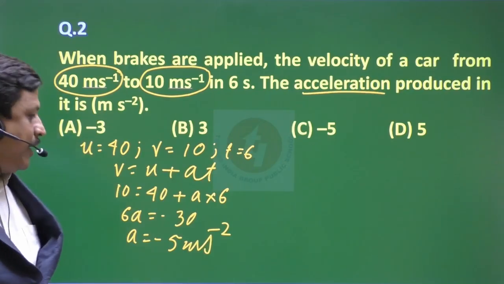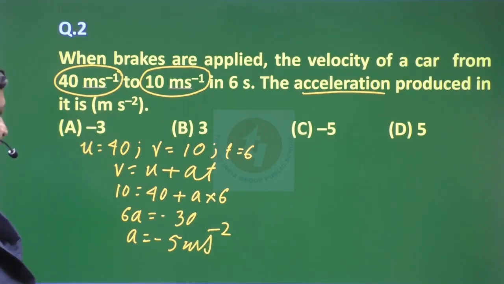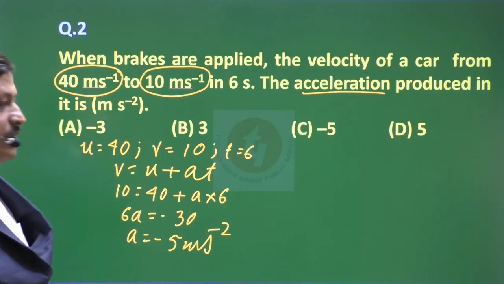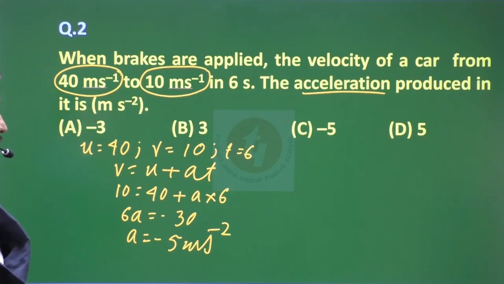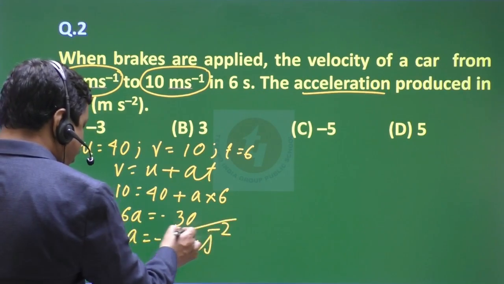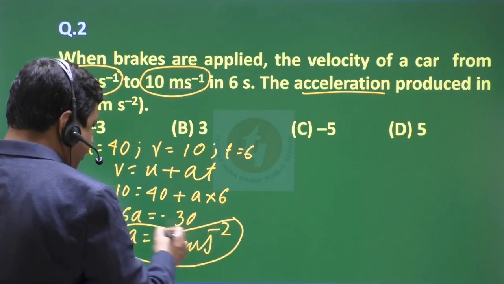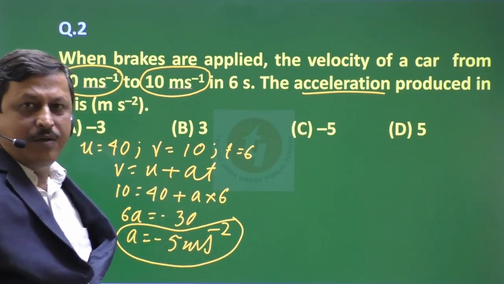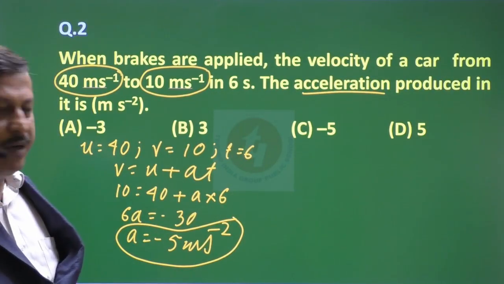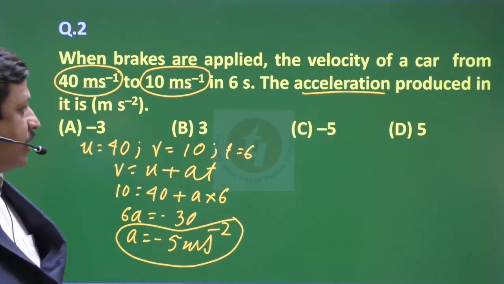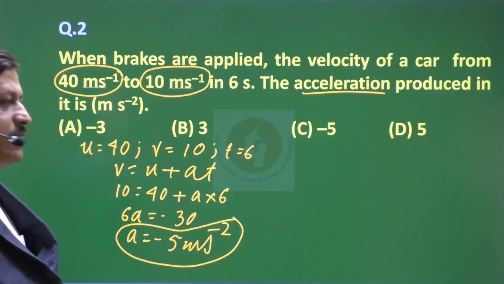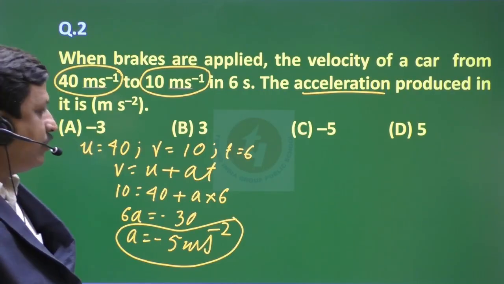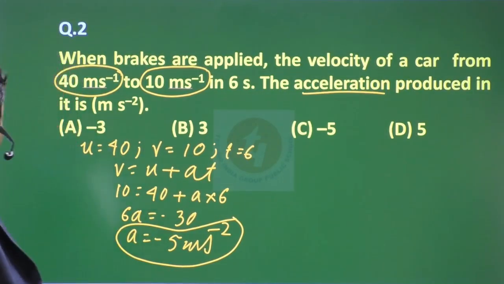And what is the meaning of minus 5? Because there is a retardation, because velocity decreases. So acceleration or retardation: if you find acceleration, then it will be minus 5 meter per second square, but if you find retardation, then you may take plus 5 meter per second square. Okay, next numericals.